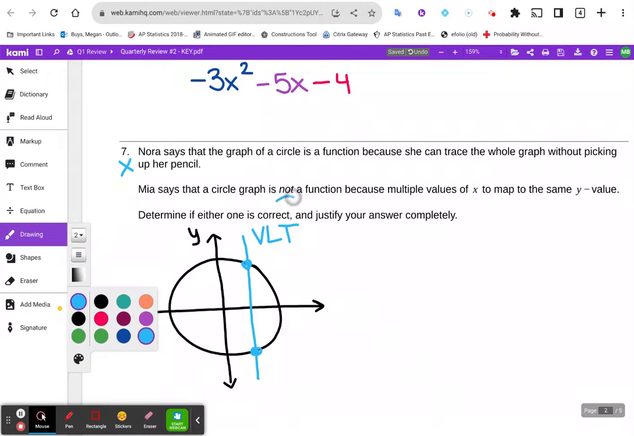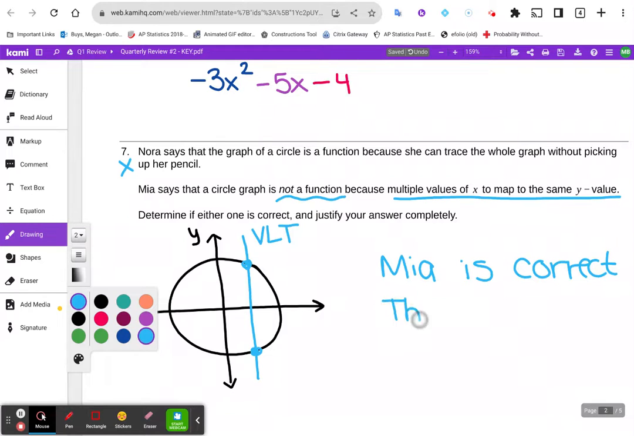But now Mia says it's not a function because there's multiple x that map to the same y, that means x is repeating. So Mia is correct. We want to specify who's correct. And we justified by a picture, but I can even say the circle does not pass the vertical line test.